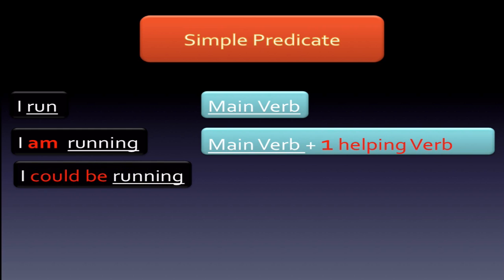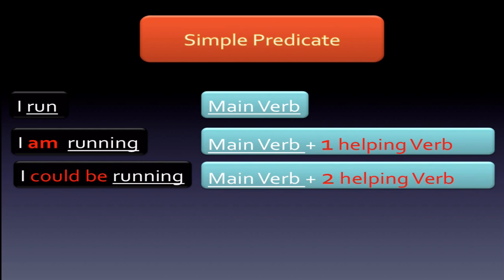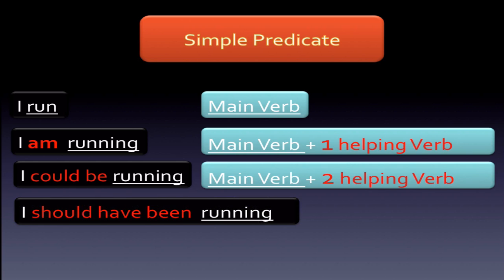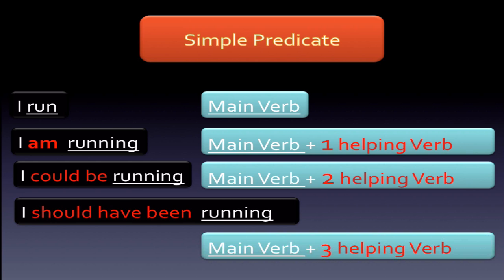I could be running. Oh, could be is two helping verbs plus the main verb running. Okay. I should have been running. Wow, that's three words now. These are three helping verbs. So main verb running plus three helping verbs. So what are they? The helping verbs. I mean, how many are there?